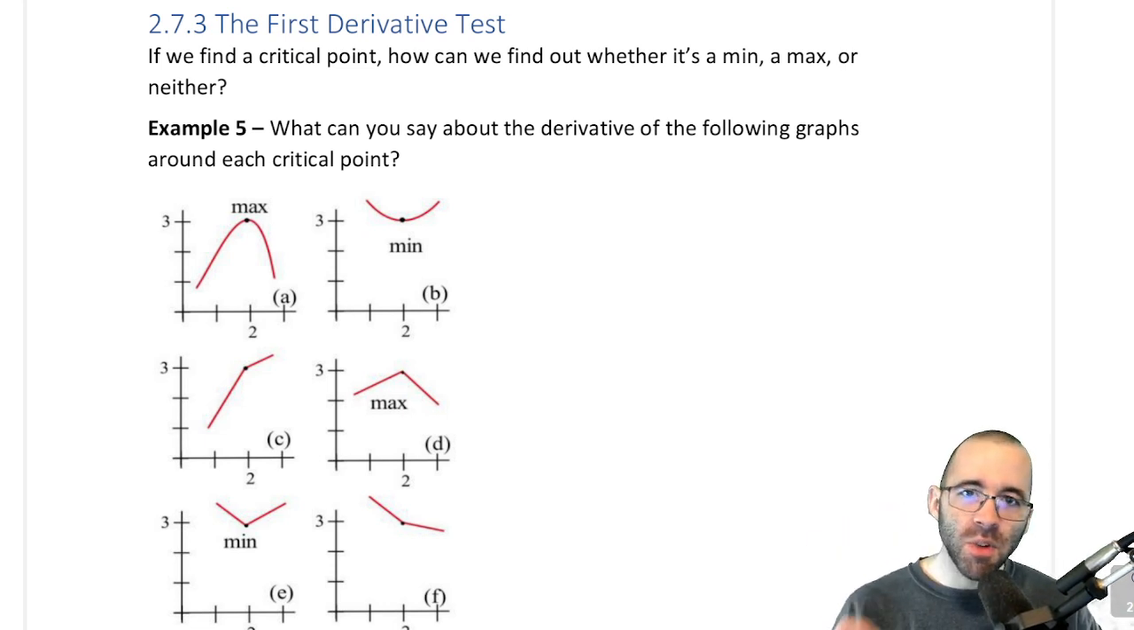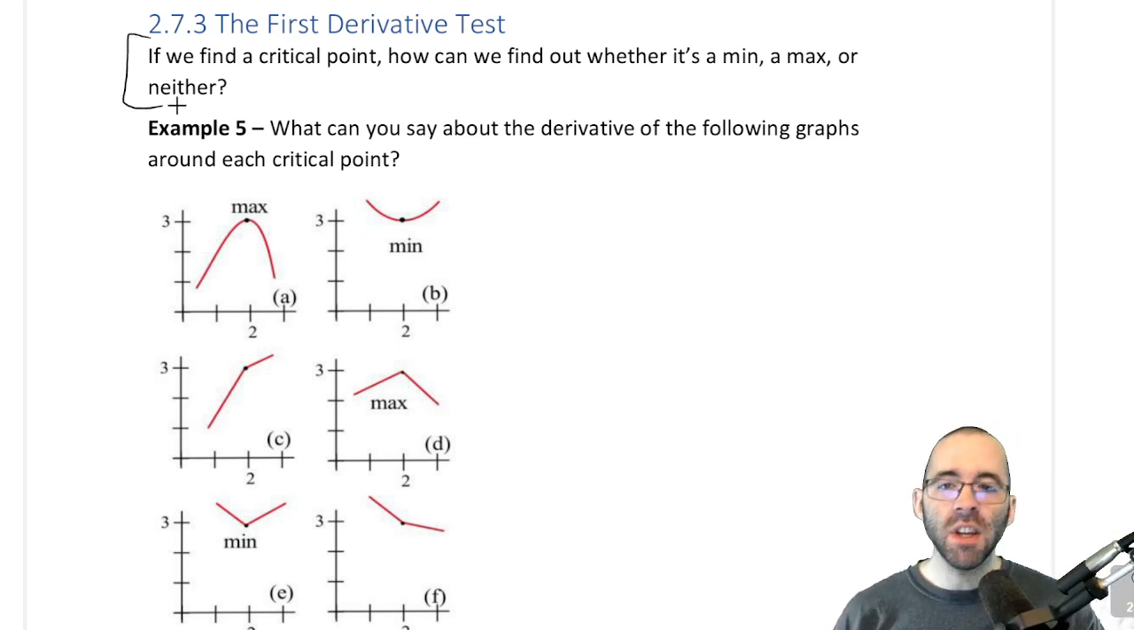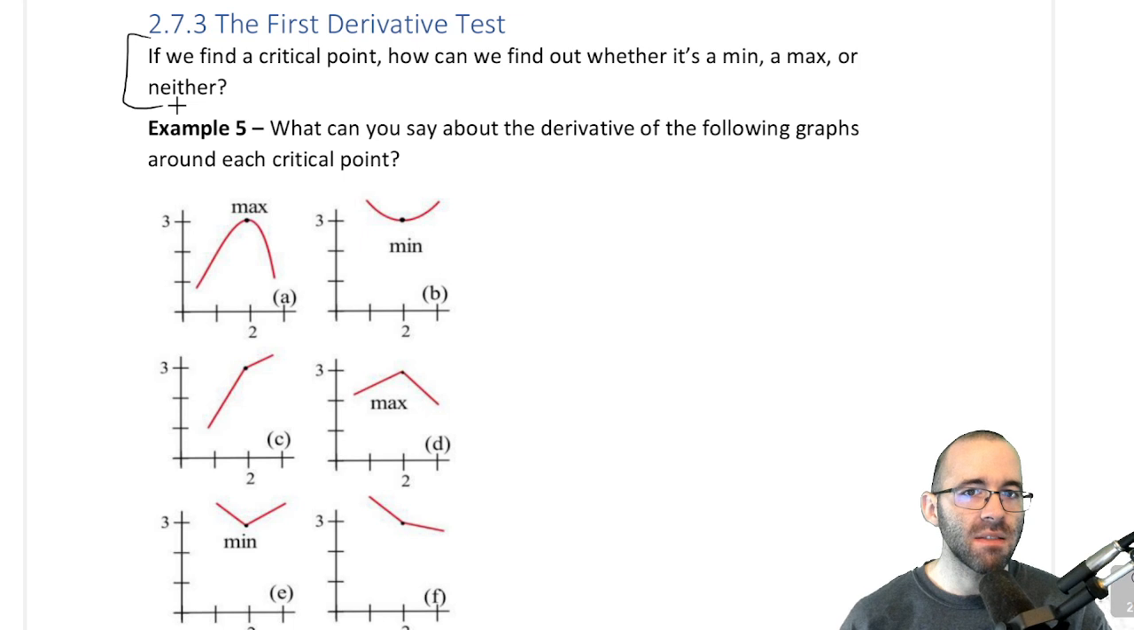This video gives you a superpower, okay? We can say tons of things about critical points without even seeing them. So let's start off with it. But again, the goal for this video is to answer this question. If we find a critical point without a graph, how could we find out whether it's a max, a min, or neither? Well, let's start off with another question.